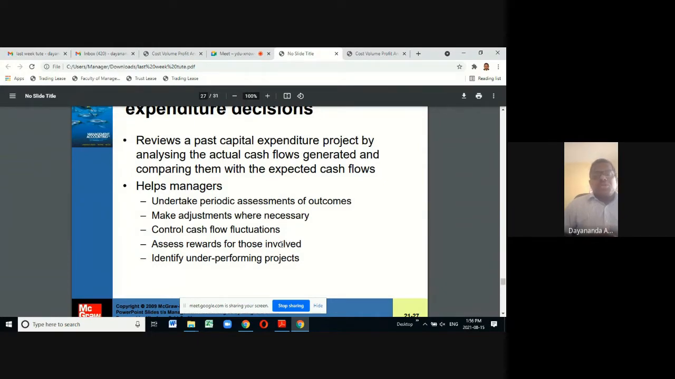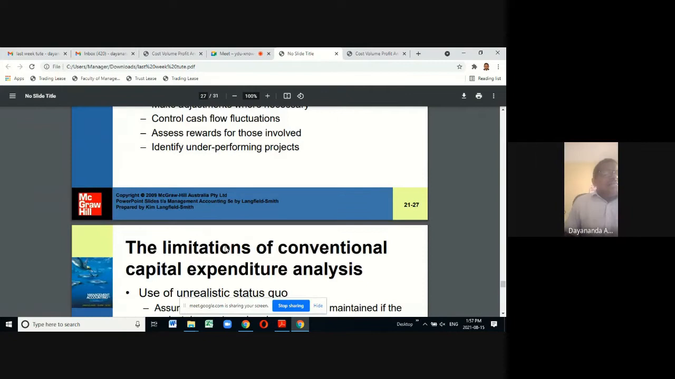Control cash flow fluctuations. You look at the cash flows and assess rewards for those involved. So those who work well, those who show more commitment to the projects, and those who take high risk, you may reward accordingly. Identify underperforming projects. During this post completion, if there are 5 projects, you may identify that number 1 is not performing as well. What shall we do? Likewise, identifying underperforming projects, etc.